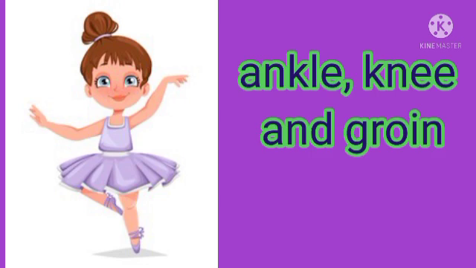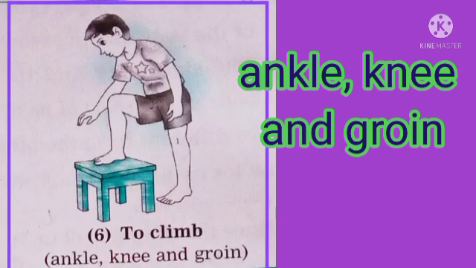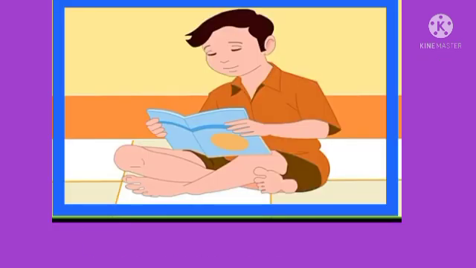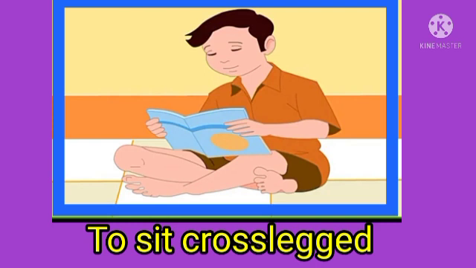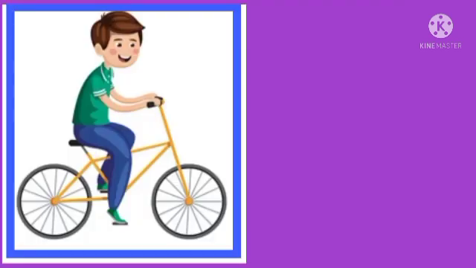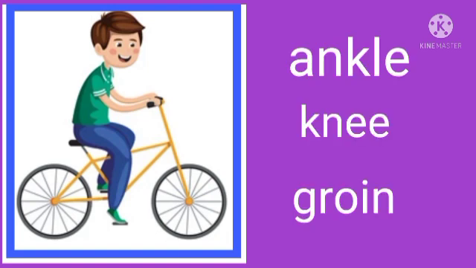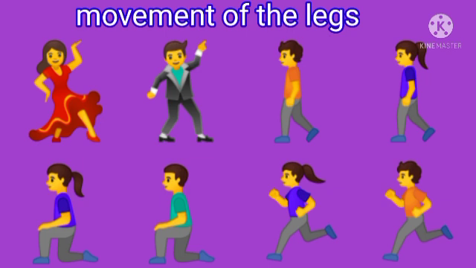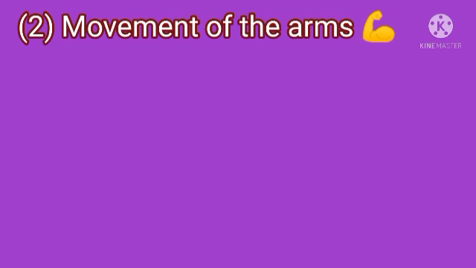So here ankle, knee and groin are used. In the next picture, what can you see here? To climb. So ankle, knee and groin are used. That is the parts of your legs. Next, what can you see here? To sit cross-legged. Ankle, knee and groin. Eighth, to ride a bicycle. So ankle, knee and groin. Groin means the part above the knee. Okay students? So here what have we learned? Movements of the legs. Now next, second point, movement of the arms.